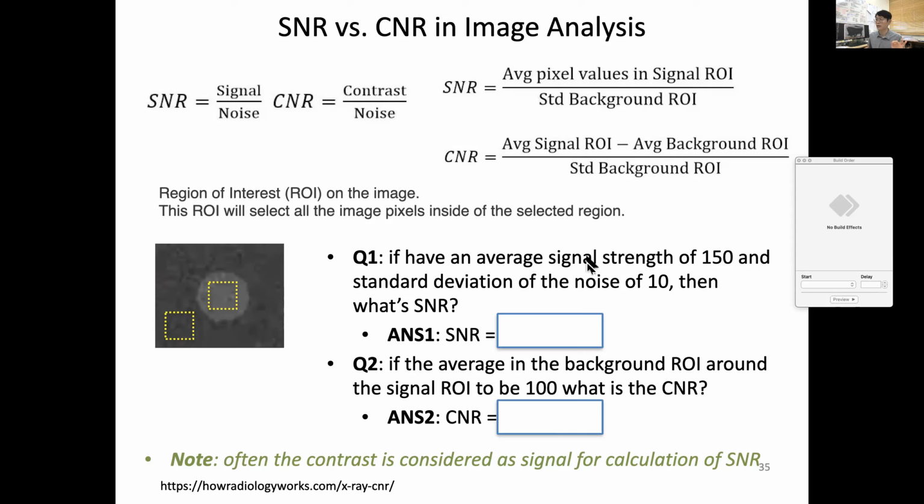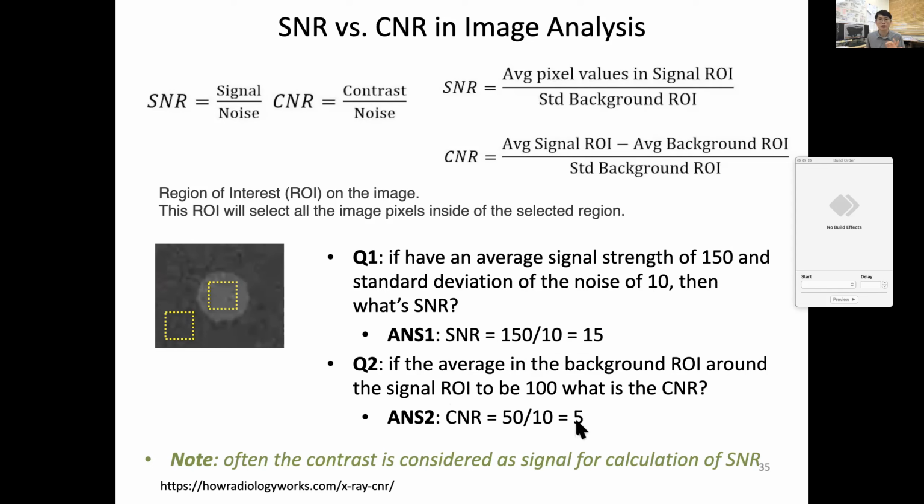By definition, it's the signal divided by the noise. It's 150 divided by 10, which is 15, pretty high. But in this case, the background is a little high. If the average of the background is almost 100 instead, what's the contrast to noise ratio? Then you have to subtract: 150 of signal minus the background level of 100. So that's 50, divided by the standard deviation of the background noise.